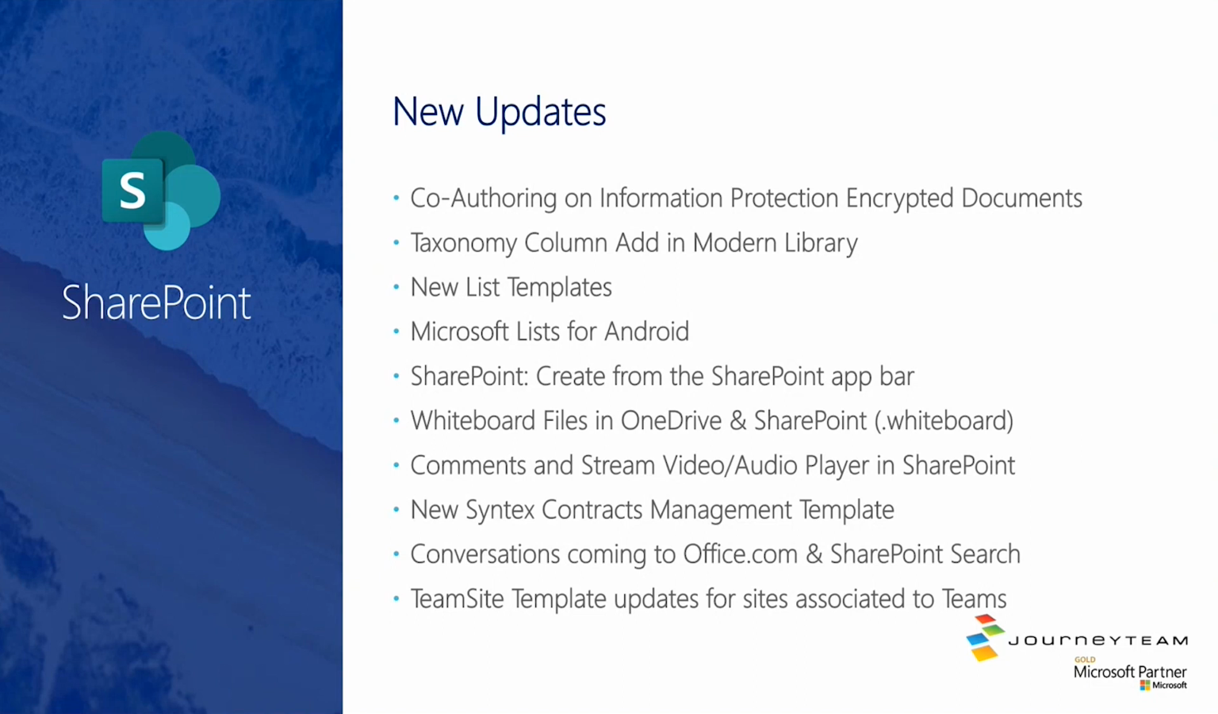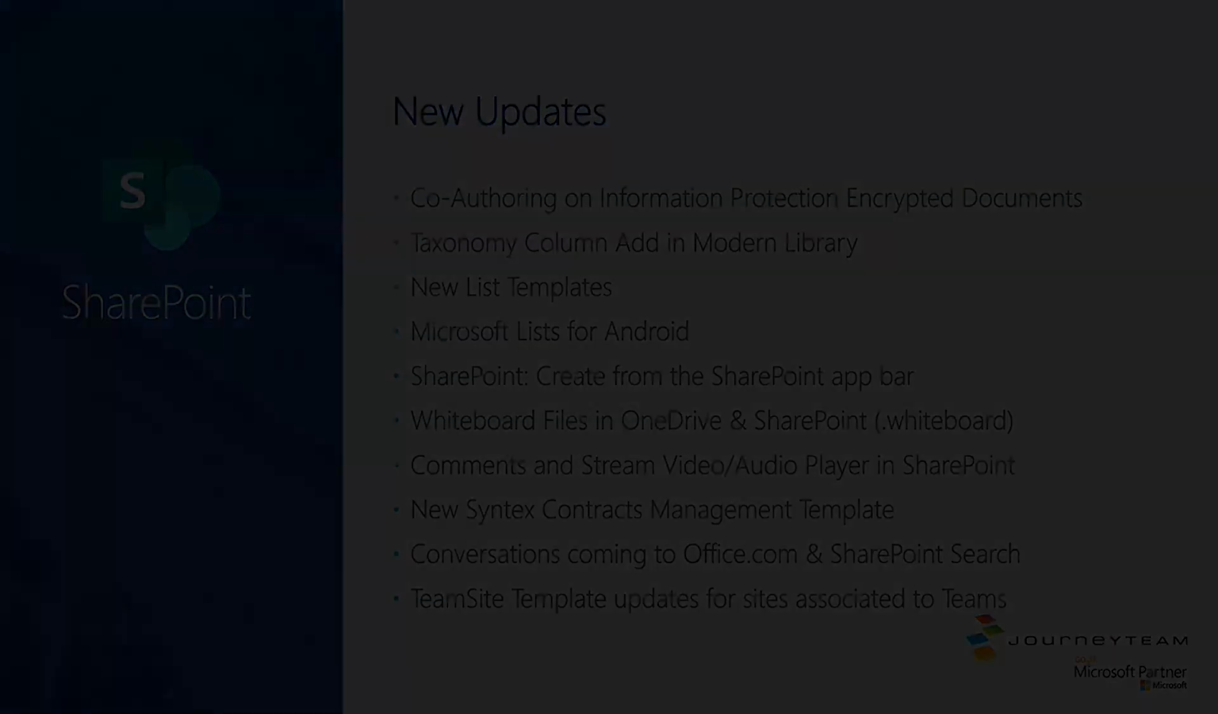So you'll now get a search scope called conversations, and you can actually access the conversations from there. And then lastly, SharePoint team sites that are associated to a team. So, right, SharePoint team sites that have been teamified. There are unique templates around those sites, and they slightly look a little bit different. So we're a little bit more aware that they're associated to a team on the other side of the fence. So pretty cool updates coming from SharePoint.